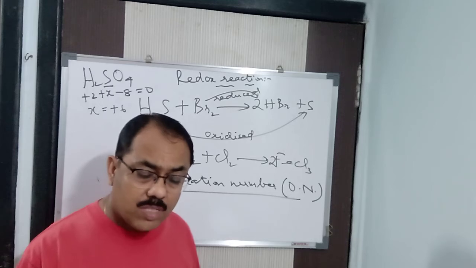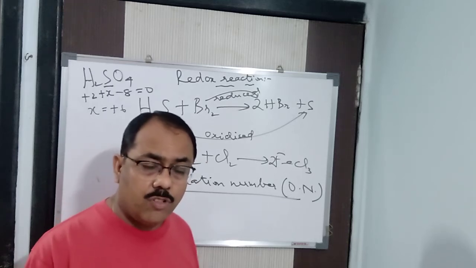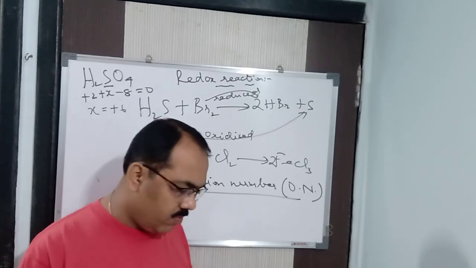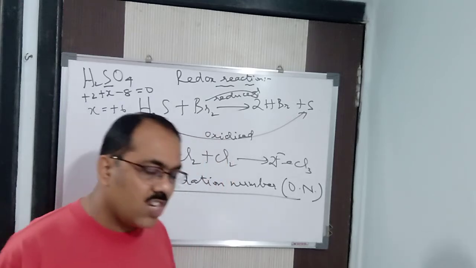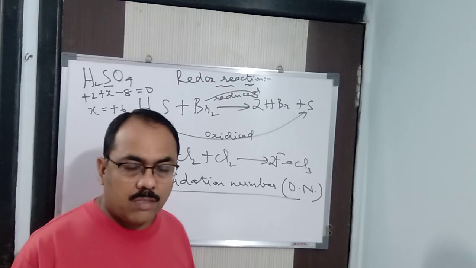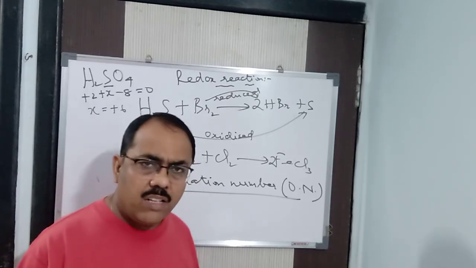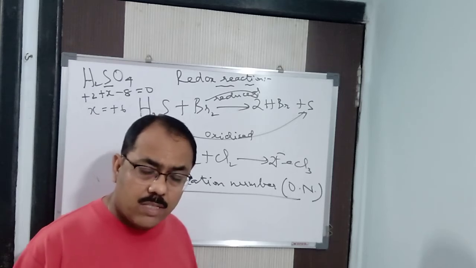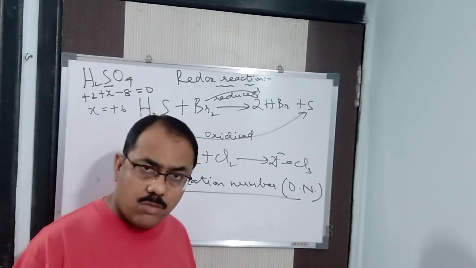Na, oxidation number 0. Potassium 0. Cl2 0. O2 0. O3 0. S8 0. P4 0. They are neutral in nature, so their oxidation number is 0. Next, the oxidation number of a monoatomic ion is the same as the charge on it. Na plus, the charge is plus 1. Ca 2 plus. K plus 1. Cl minus 1. O minus 2. Sulfur minus 2.